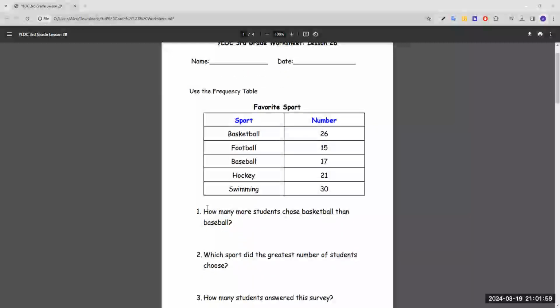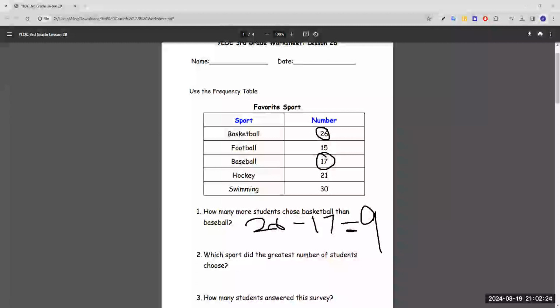Number one, how many more students chose basketball than baseball? Basketball has 26 people and baseball, 17 people chose baseball. So we would just subtract the number of baseball from basketball. So that's just 26 minus 17, which is 9.